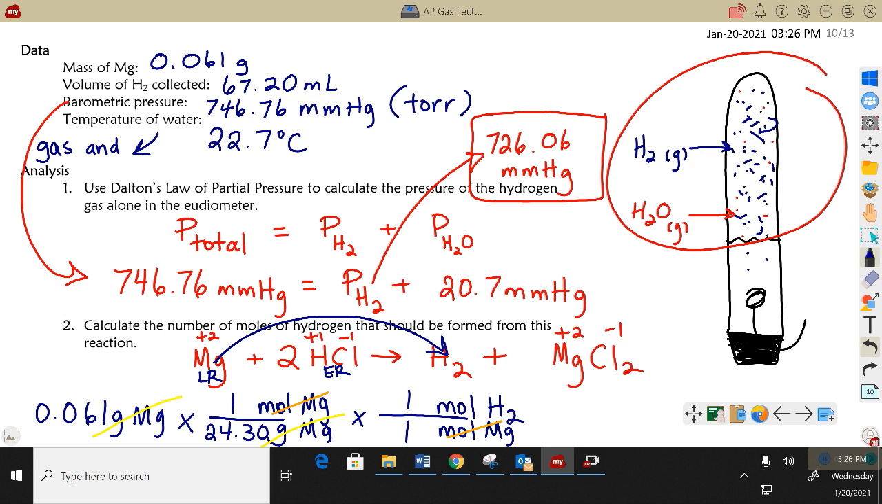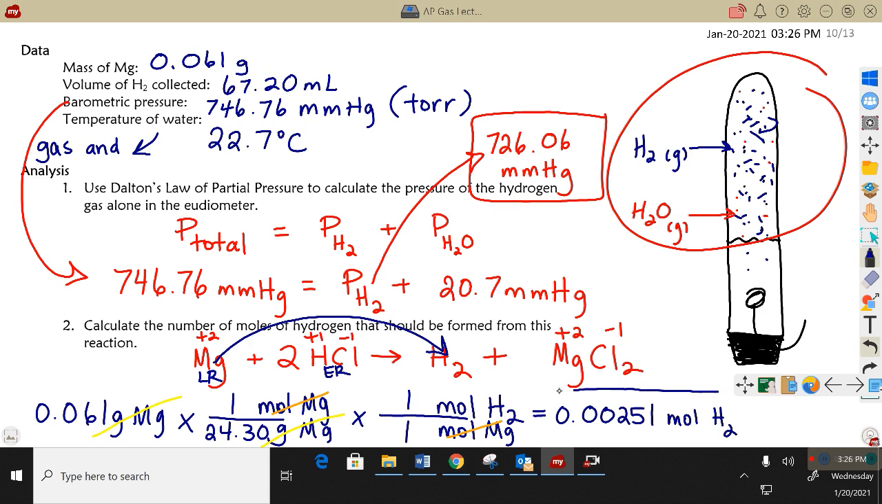It's gonna be tiny. And I guess technically my 0.061 is 2 sig figs, but I don't know, I'm just gonna leave 3. I don't want to lose too much precision because this is a really tiny number. 0.00251. And that would be moles of hydrogen. That's the moles of hydrogen that should be formed from a 0.061 gram strip of magnesium. That felt really good. Stoichiometry, I have missed you.